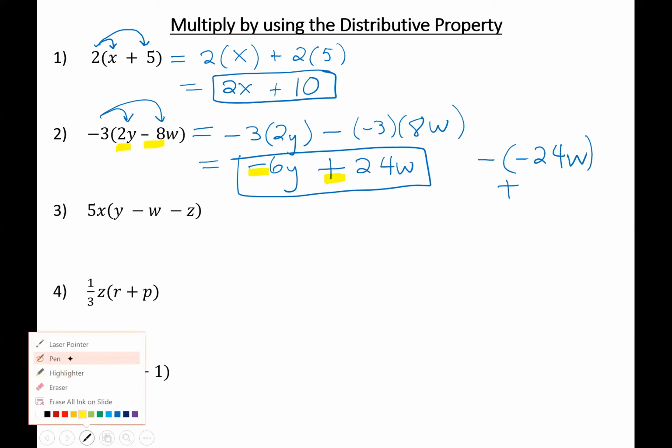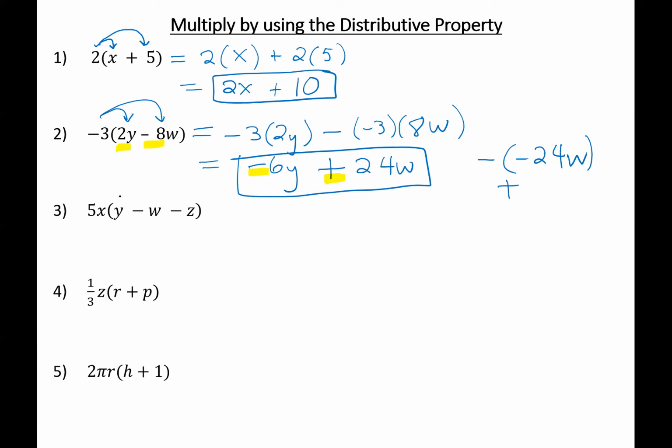Number 3, 5x, parentheses, y minus w minus z. So the 5x gets multiplied by each of those terms. There's 3 of them. 5x times y is just 5xy, minus 5x times w is just 5xw, minus 5x times z is 5xz.